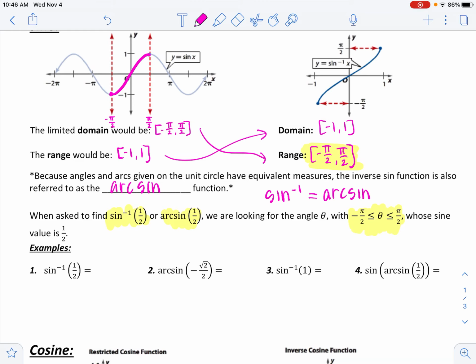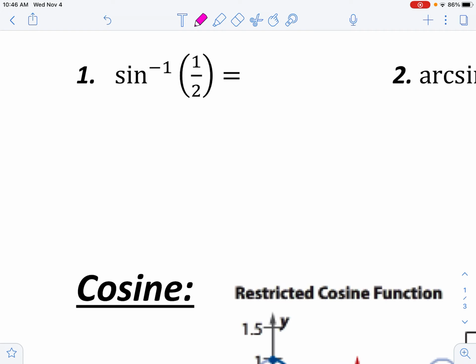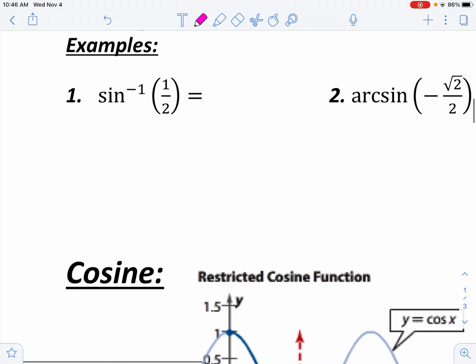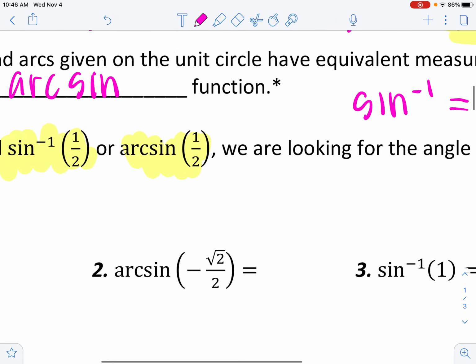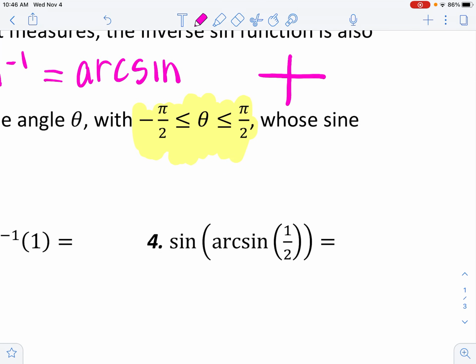Okay, so let's try a few of these because I've done some talking but no examples so far. This says find the angle that has a sine of 1/2. What it says on paper is sine inverse of 1/2, but when I think of it, it says find the angle that has a sine of 1/2. Now, what I have to remember is that sine inverse is only located from negative pi over 2 to positive pi over 2.